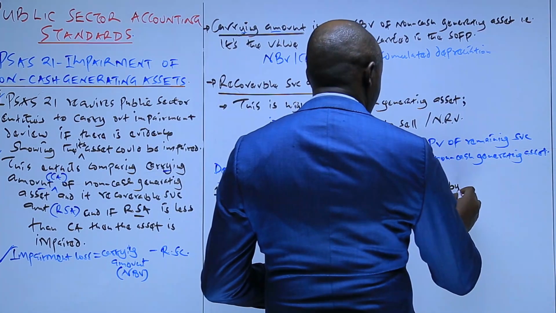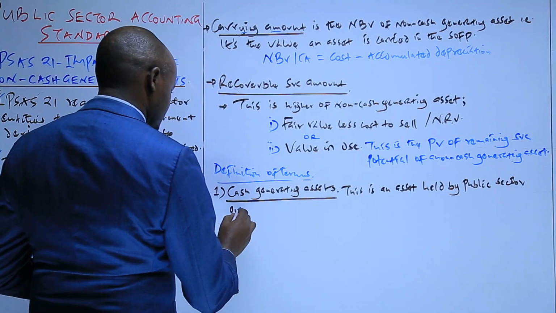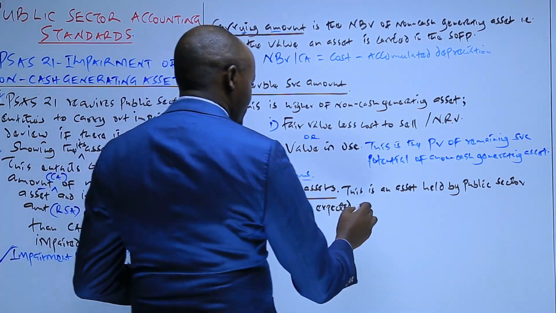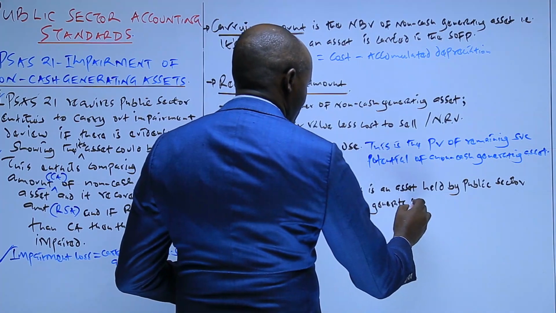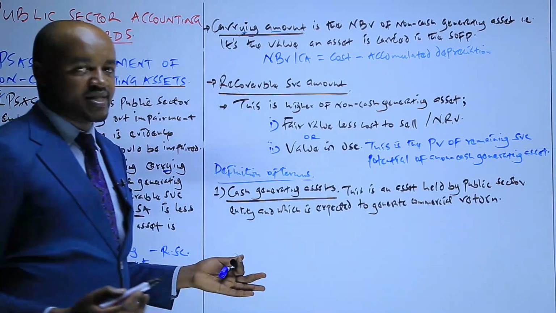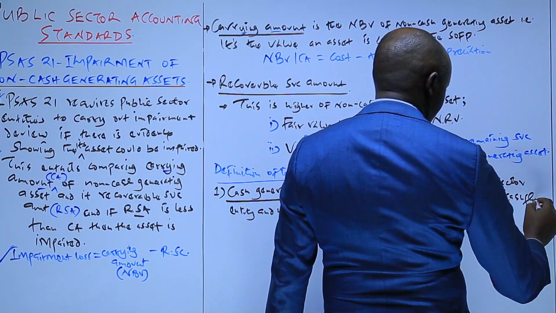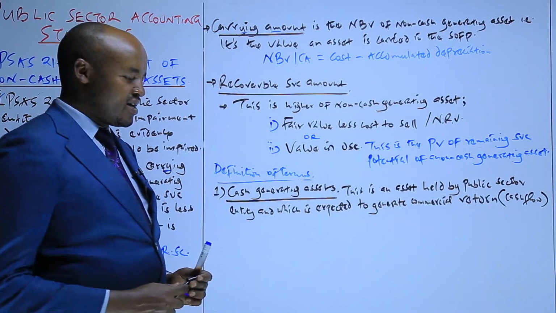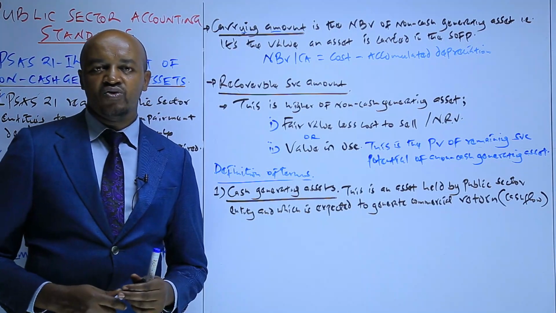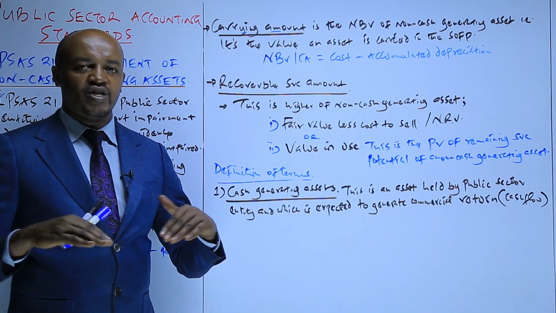So you can say that this is an asset held by a public sector entity, which is expected to generate commercial returns. When we talk about an asset generating commercial returns, it means that the particular asset generates cash flows. And generally, these are assets owned by entities under the control of the government, which are known as government business enterprises. Government business enterprises are entities under the control of public sector entities which operate in the same way as profit-oriented entities.